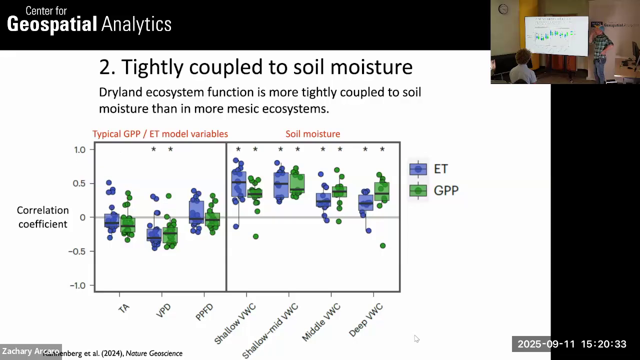The second challenge that we encounter is that drylands are extremely coupled to soil moisture. That's the single most important driver of evapotranspiration and production in dryland systems. So I'm going to break down this figure a little bit.